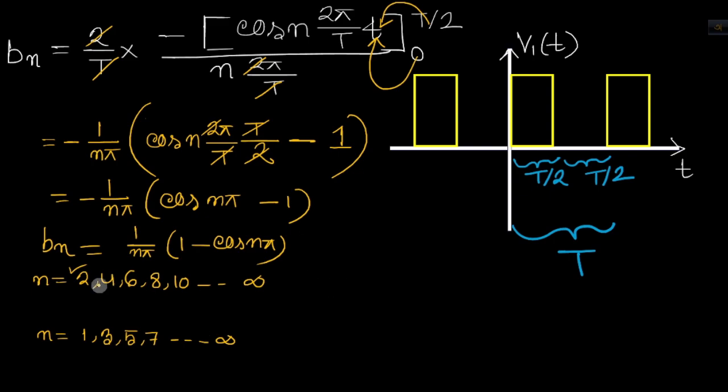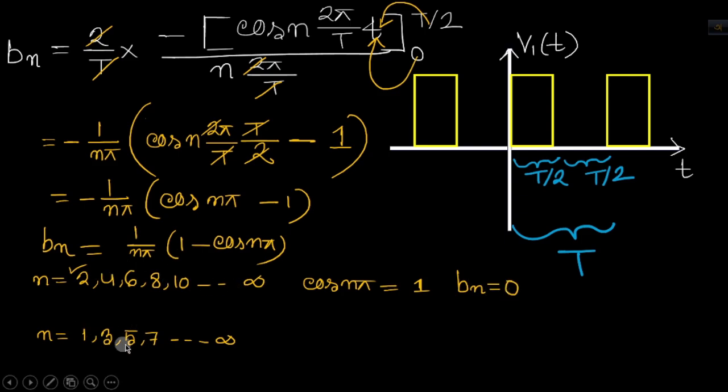So if n is an even number, if you have a calculator, take cos n pi, and don't forget to convert your calculator into radian mode, because this n pi is not in degrees, this is in radians. So cos n pi, if you calculate, you will see that cos n pi is equal to 1. So 1 minus 1 is equal to 0. So b_n will be equal to 0 for every even number.